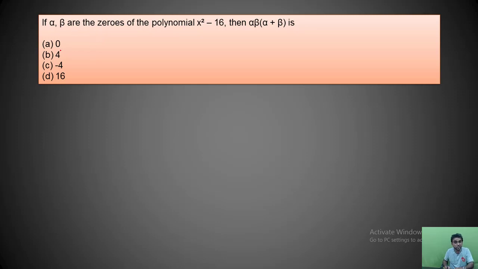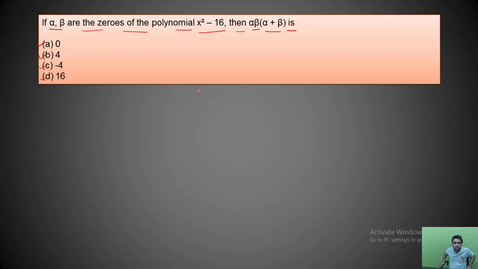So here it is given, this is the first question that we are going to learn. That is, if alpha, beta are the zeros of the polynomial x square minus 16, then alpha beta into alpha plus beta is what? We have four options over here. Option A is 0, option B is 4, option C is minus 4, option D is 16. So which answer would come over here?